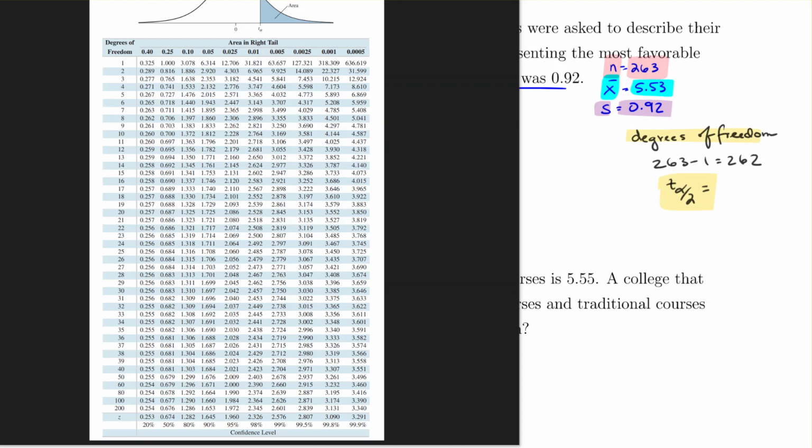So here we're interested in 95%. We find the 95% column, degrees of freedom 262, and we see anything past 200 will be 1.960.